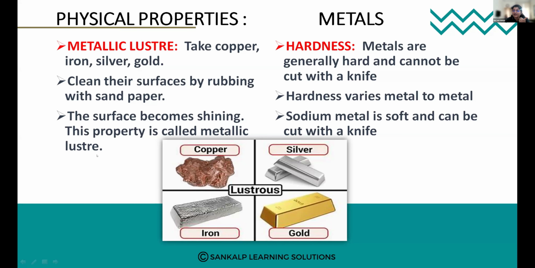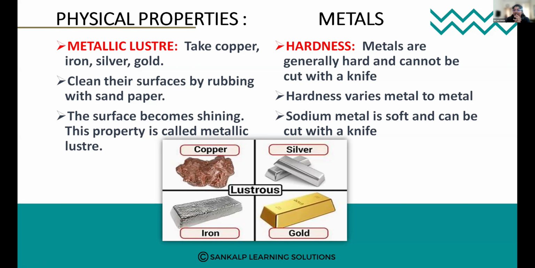So this is the first property of metals. Remember that because metals have a shiny surface, they show the luster property, which is called metallic luster. Remember that this is how they are different from non-metals, because metals have the shiny property.